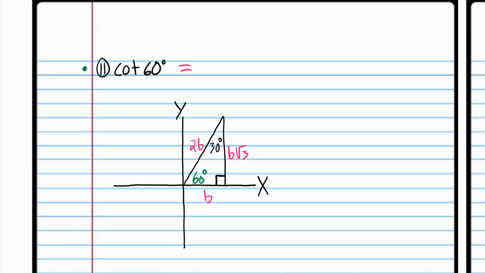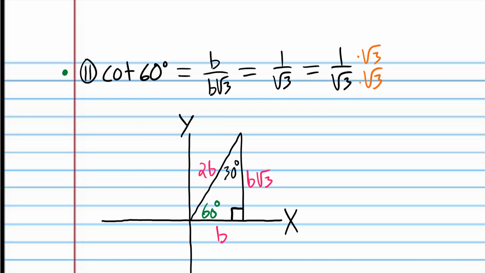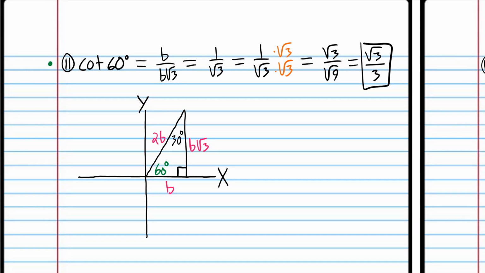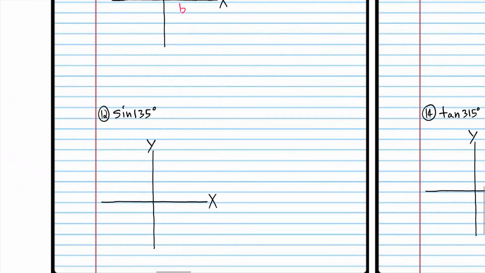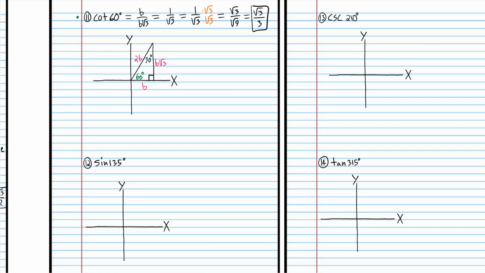So cotangent 60 is the side adjacent divided by the side opposite. The b's cancel out. And then we're going to multiply both sides by root 3. And we get root 3 over root 9, which is root 3 over 3. So if you got that right, excellent. So go ahead and try number 12. When you come back, we'll do it together.